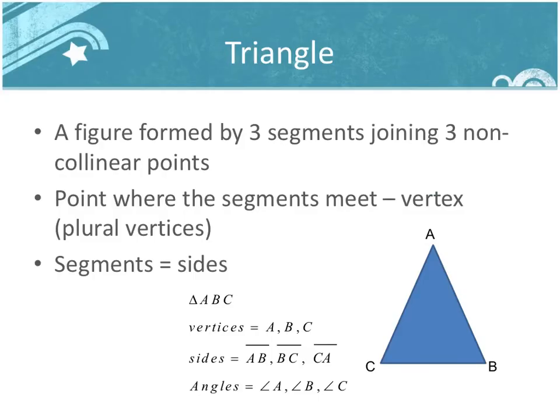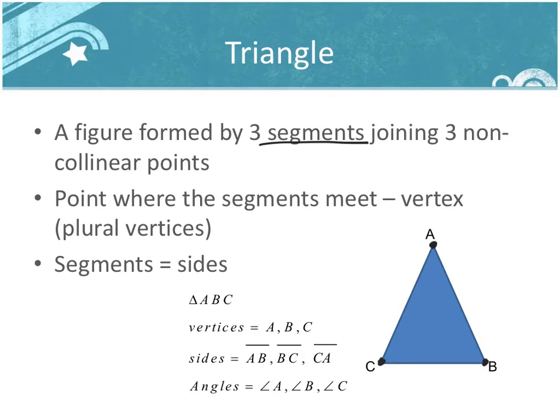All right, so a triangle is very much like a triangle that you've always understood. It's a figure formed by three segments, joining three non-collinear points. I think you would agree that these three points in this triangle are non-collinear. While two of them may be on any given line segment, all three are not on the same line. The points where those segments meet, A, B, and C, are vertices.